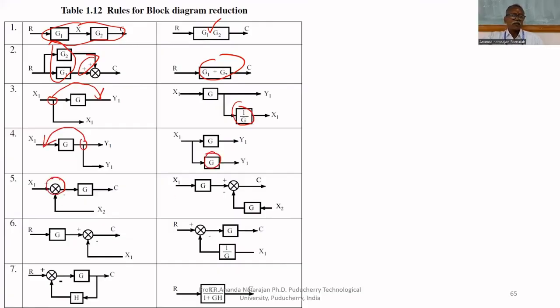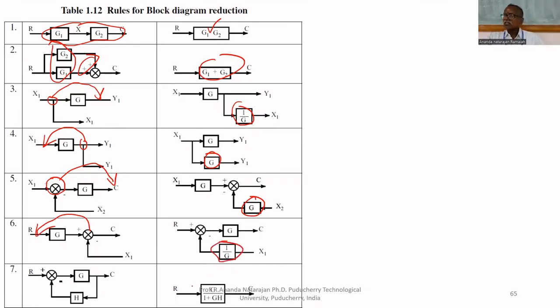If you want to move the summing point from here to here, the same rule applies. Here we are dividing because it is a takeoff point. Here we are multiplying, the inverse. Similarly, if you want to move the other way, the opposite of takeoff, divide by 1 by G.